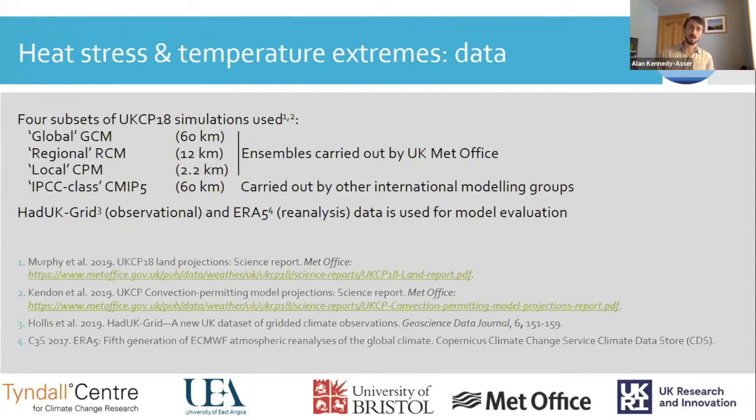So we've got a global GCM subset of simulations run by the UK Met Office at 60 kilometers resolution. Within that global subset, there's then a nested regional model at 12 kilometers resolution, an ensemble of those. And within that, there's then this local scale convective permitting model, which runs right down to 2.2 kilometer resolution. And as well as that, included in the UK CP18 package, there are some IPCC class CMIP5 models, which were simulations carried out by other international modeling groups, but they're included in UK CP18, so we can compare the UK Met Office's model to these other international models.